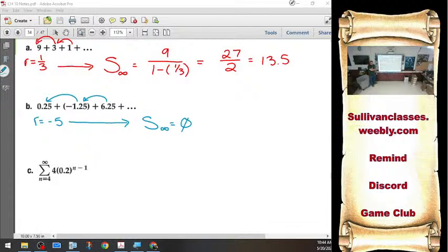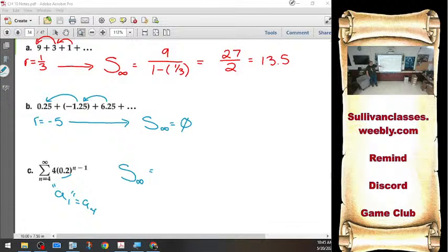What's r in this? It's right there in the formula, 0.2 or 1/5. Now, you got to be careful. It doesn't say to start at 1. So I'm not using 4 as my a sub 1. I'm not starting at the first term. I'm starting at the fourth term. So S sub infinity is still infinite. It's just I'm starting somewhere else. It is going to be a sub 1, which is actually a sub 4 because I'm starting at the fourth term.